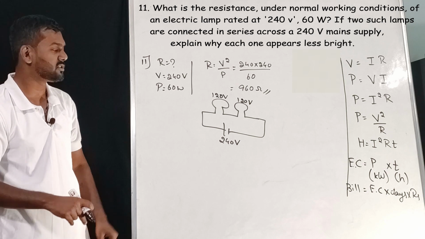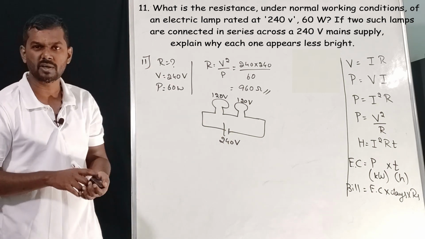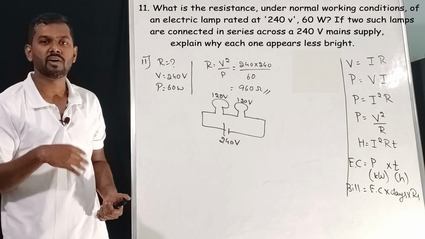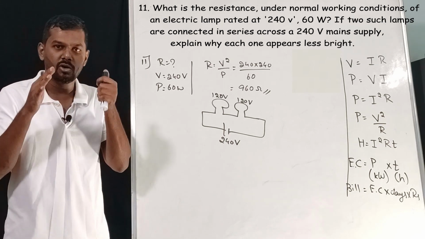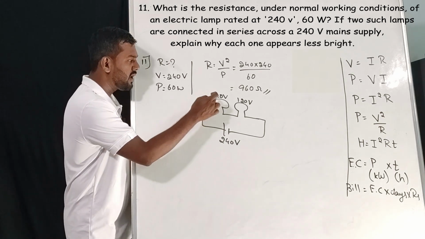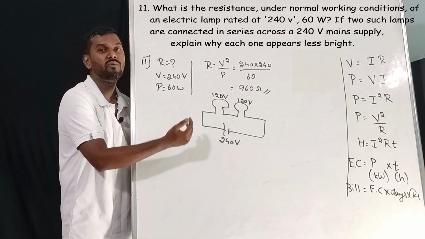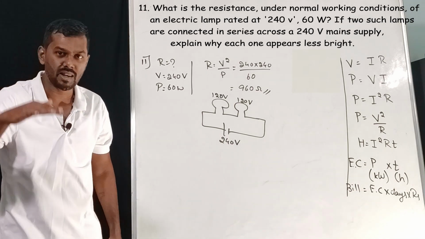What is the rated voltage? 240. How much it is receiving? 120. See, your capacity of eating chapatis is 5. If I give you only 2 chapatis, your activeness will be less, correct? In the same way, the rated voltage is 240 and we are supplying only 120. That's why the brightness will be less.